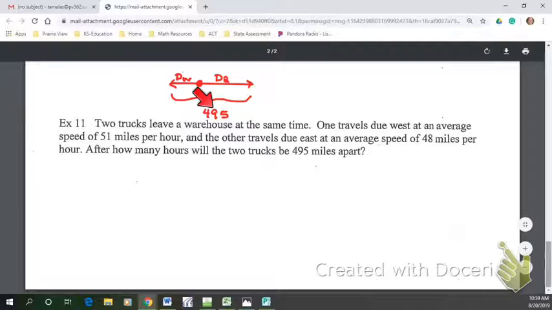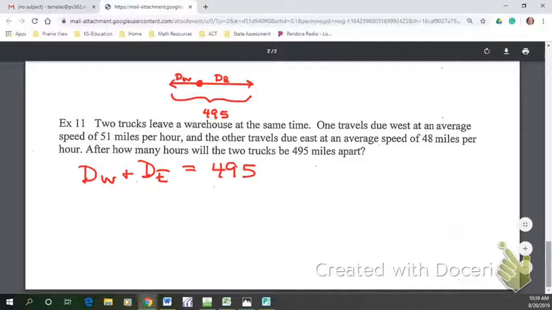Does that make sense to everybody? So let's write that equation. The distance of the westbound plus the distance traveled by the eastbound should total up to 495. Do you guys remember any formulas from middle school on distance? What's distance equal to? Rate times time, right? If you travel 70 miles per hour for 1 hour, that means you traveled 70 miles. Your rate, your speed, times your time equals your distance, providing it's a constant speed.